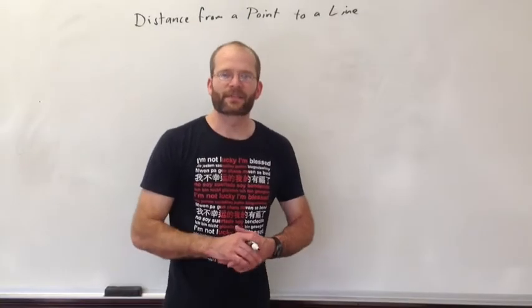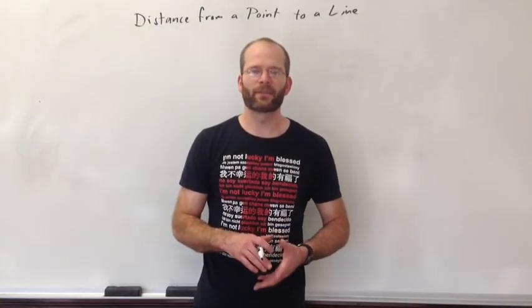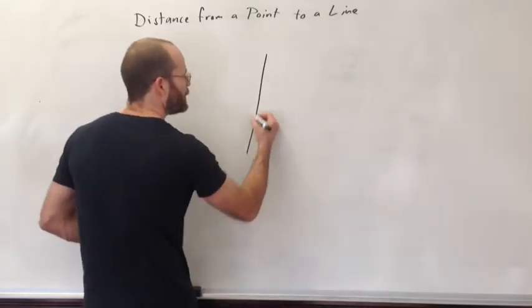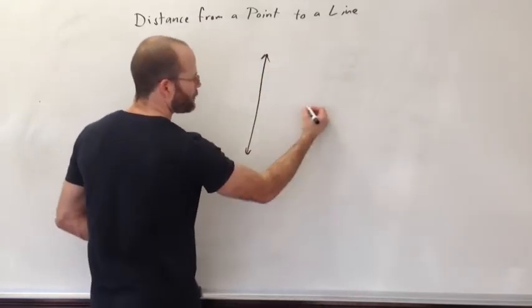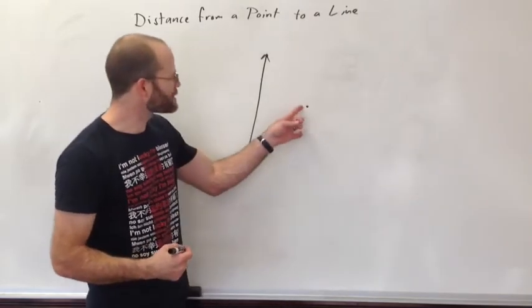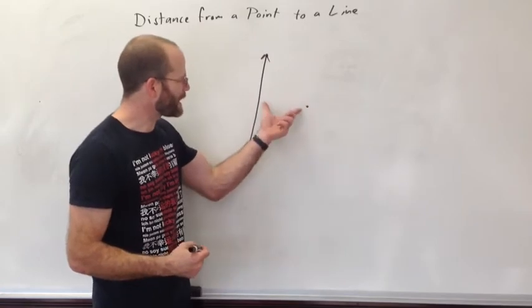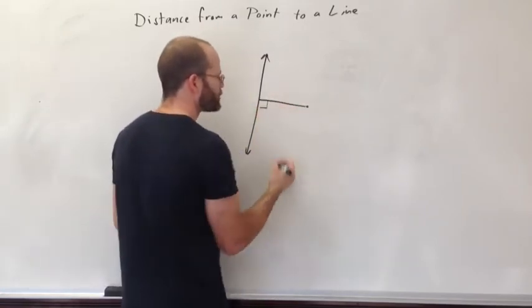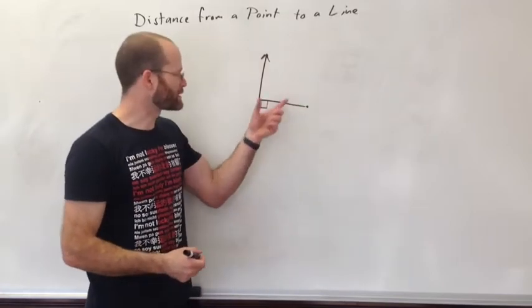We need to calculate the distance from a point to a line, from a given point to a given line. And the first thing we need to establish up front is that when we talk about the distance from a point to a line, we always talk about the distance measured along a line or along a segment that's perpendicular to the given line. So we always measure the distance along that perpendicular segment.